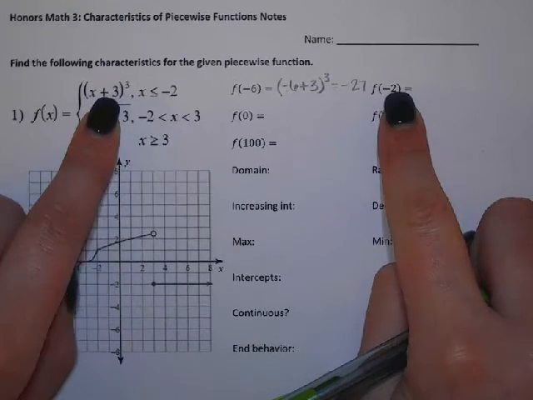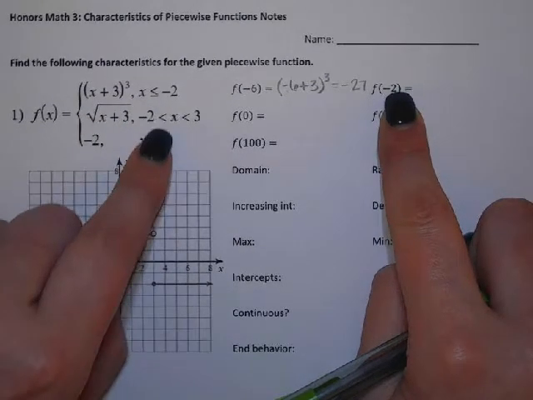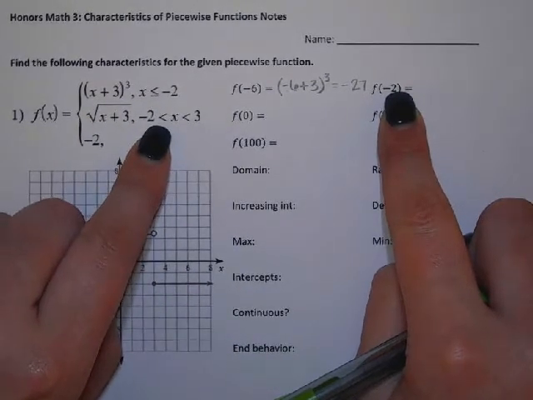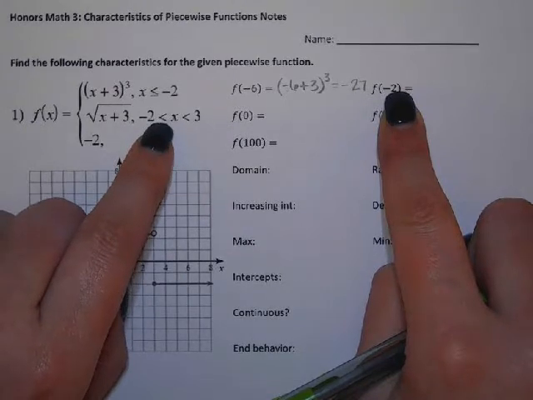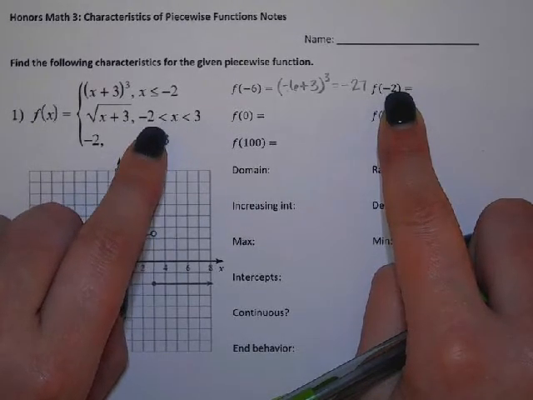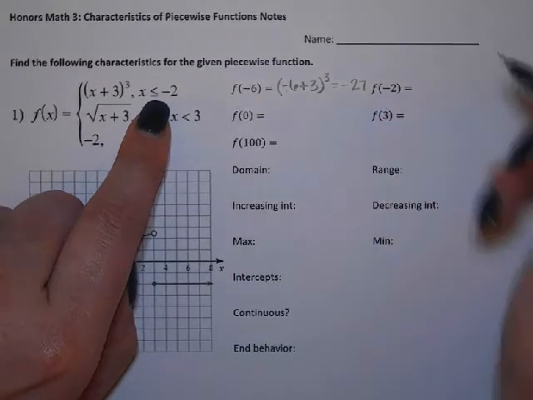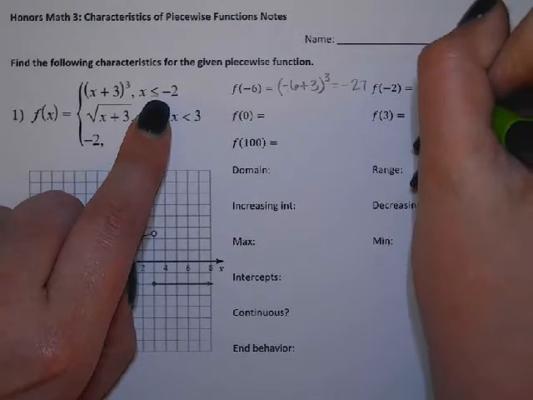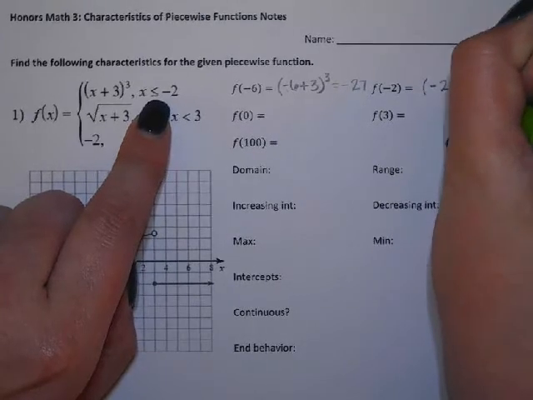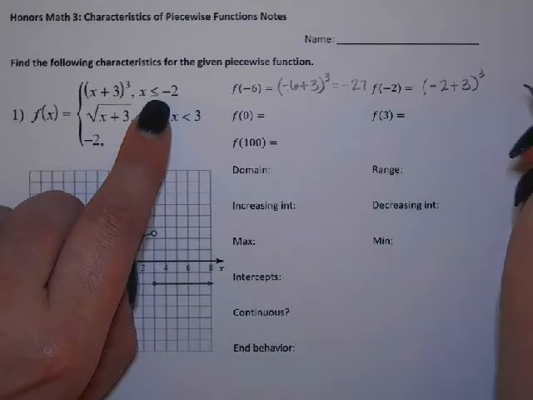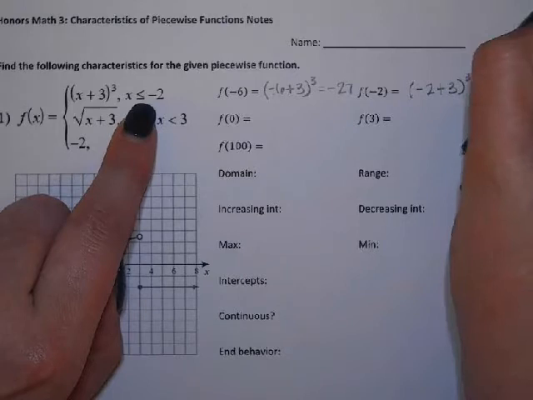If we plug in -2, I can see -2 in two places. But if I look at it, this one says that x does not equal -2. This one says that x does equal -2. And so that means that -2 gets plugged into the first piece. So (-2 + 3)³ would be 1³, which is just 1.